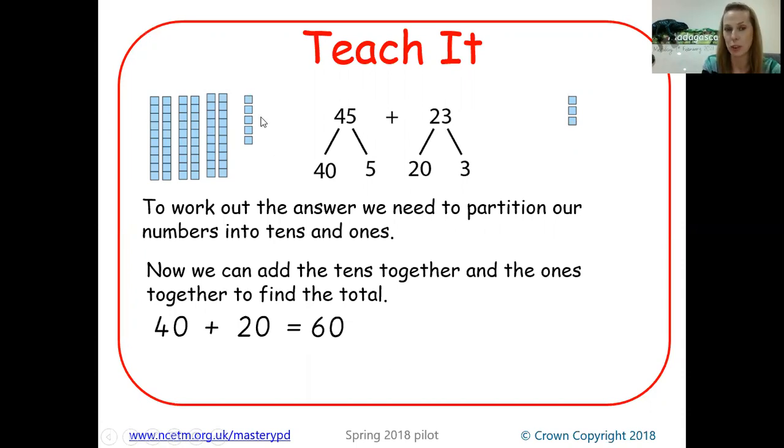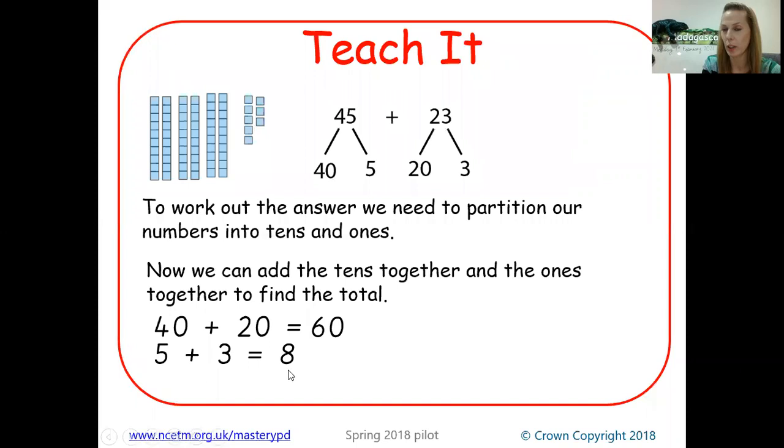And then I'm going to add my ones. So I've got 5 ones here and 3 ones here. So 5 add 3 equals, you might know that already. If you do, brilliant. It will save you some time. If you don't, that's fine too. You can count on from 5. 5, 6, 7, 8 equals 8.